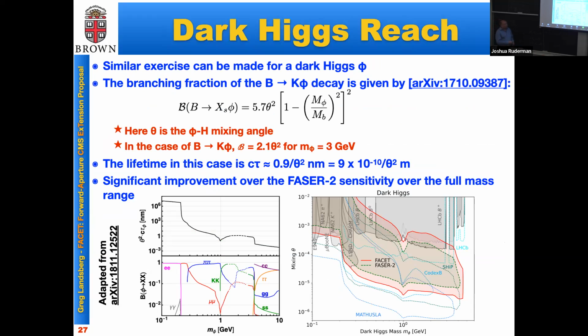The other interesting process is the dark Higgs, and I'll show you two cases. One is just the standard case where the dark Higgs is produced in B meson decays, a B to S transition, and basically everything depends on the mixing angle theta. And here you see FACET in red versus Phaser 2 in green. Again, you see a similar picture as for the dark photons. We are going all the way to the kinematic limit.